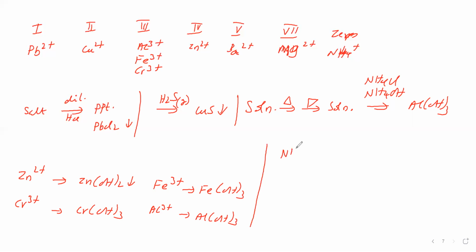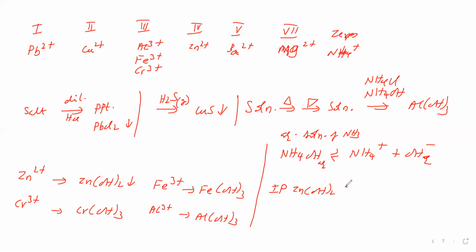Now, ammonium hydroxide dissociates to give ammonium ions and hydroxide ions. Here we have taken an aqueous solution of ammonia. Now, in this equilibrium, hydroxide is there, and this concentration is enough for precipitating zinc. Why? Because the ionic product of zinc hydroxide is greater than the solubility product of zinc hydroxide.